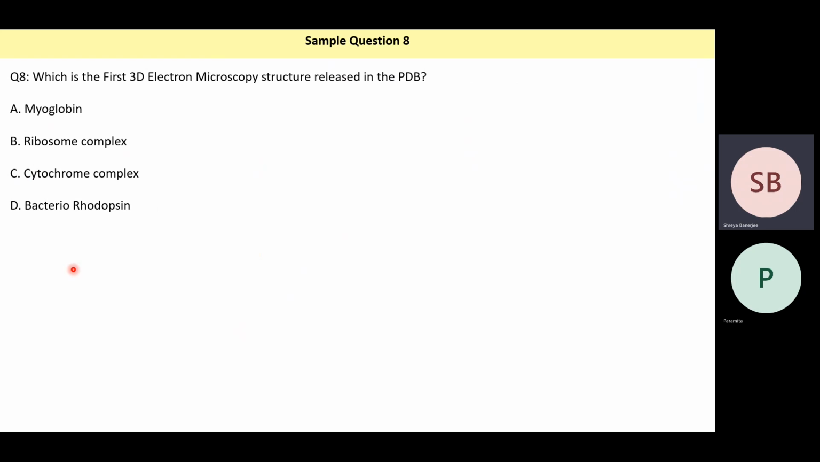The next question is, which is the first 3D electron microscopy structure released in the PDB?